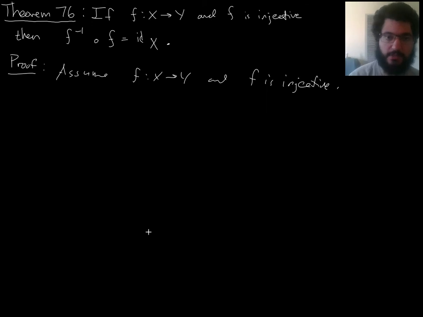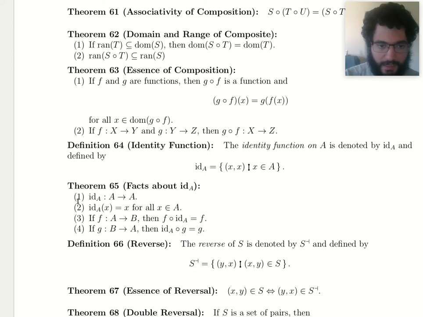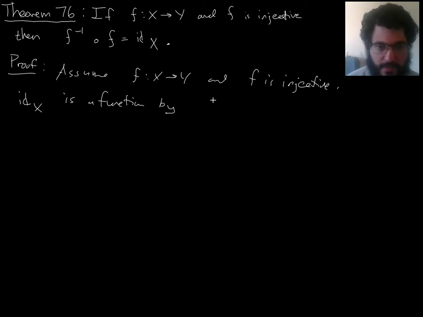So are we looking at two functions? These are the two objects we're trying to show are equal. Are these objects functions? So id_x is a function by, let's see, it must be one of the basic facts about identity. Yeah, right there, by 1. This mapping statement says three things, and one of those three things is that it's a function. Let me just write sentences and then in parentheses write the reason. Sometimes I like to do that.